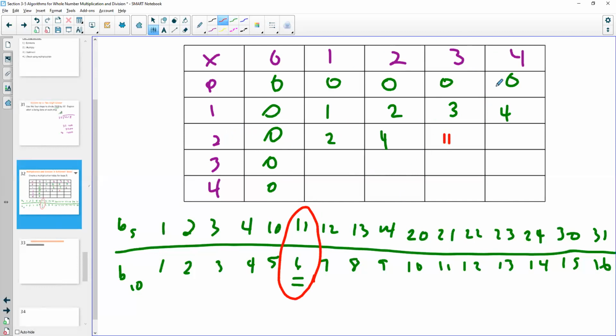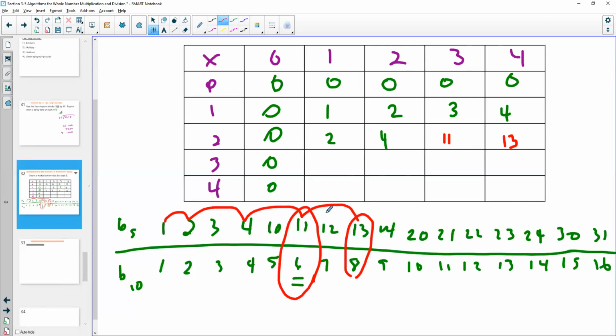Then let's do 2 times 4. 2 times 4 is 8 in base 10, but what's that worth here? It's worth 13. And the other way you can think about this is you can actually count. Let's see. 2, 4, 6, 8, right?